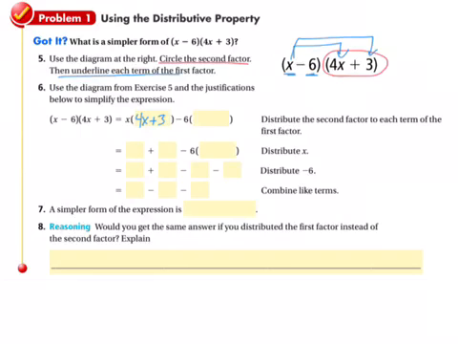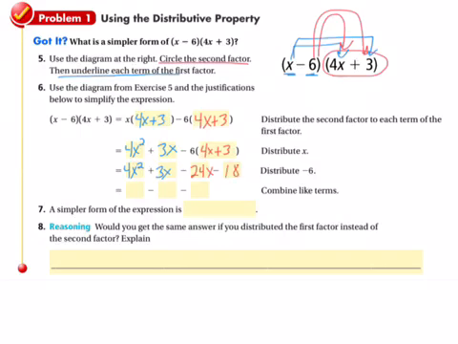Then I'll take the negative 6 in the first factor and multiply that by 4x, and then multiply that by 3. As you can see, x times 4x is 4x squared. x times 3 is 3x. Next, I will distribute the negative 6. Negative 6 times 4x is negative 24x. Negative 6 times positive 3 is negative 18.